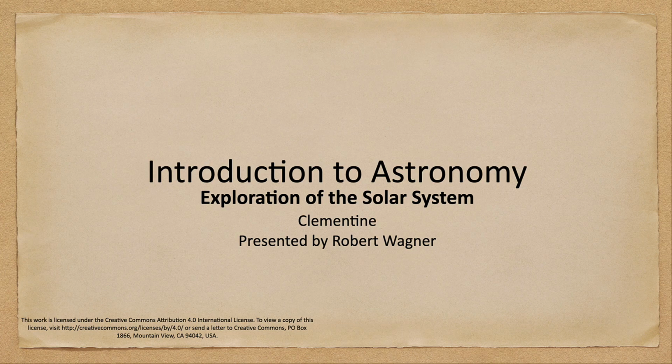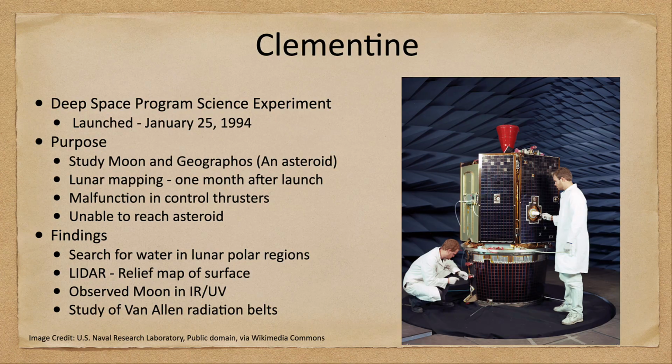In this week's exploration of the solar system, we are going to talk about the Clementine spacecraft and its exploration of parts of our solar system. So what was Clementine? Well, it was also known as the Deep Space Program Science Experiment. And we see it here before launch as it's in preparation. And it was launched on January 25th of 1994.